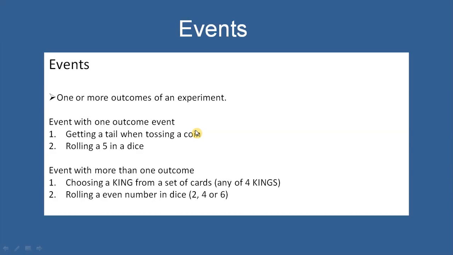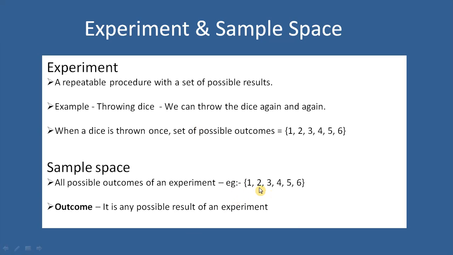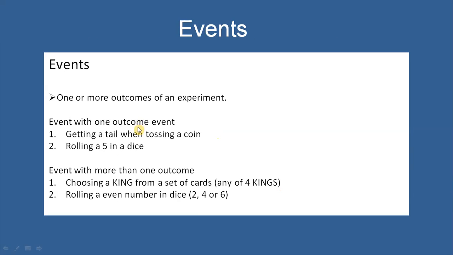What is events? Events are one or more outcomes of an experiment. Here, 2 is an outcome. It is a single outcome. So events are one or more outcomes of an experiment, which means events are the subset of this sample space. Events are one outcome event or more than one outcome event. So some examples of one outcome event are getting a tail when tossing a coin. Again, getting a head when tossing a coin is also an one outcome event. Again, rolling 5 in a dice, rolling 3 in a dice, and so on.